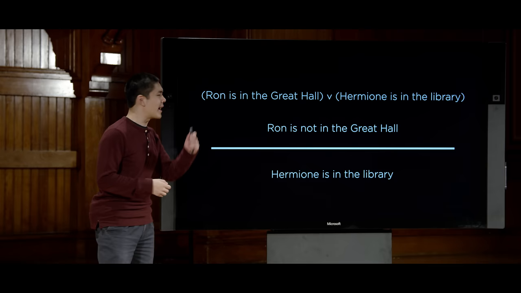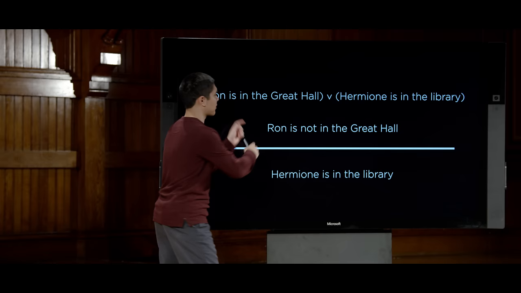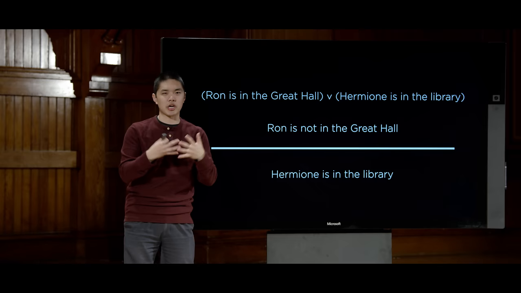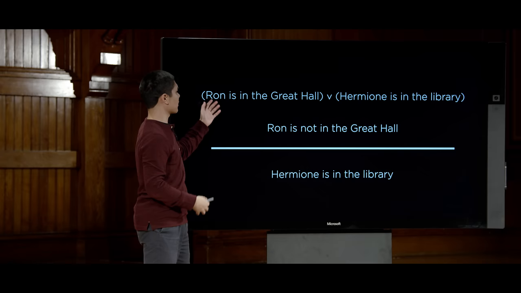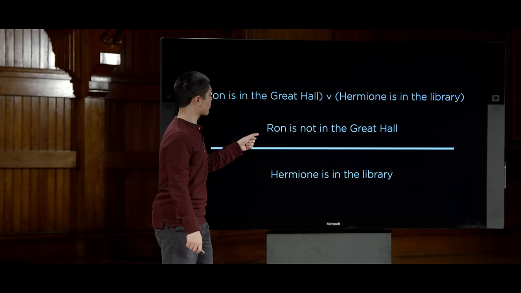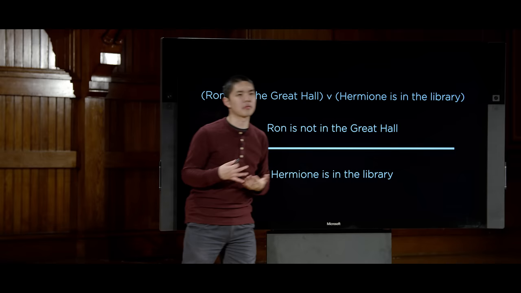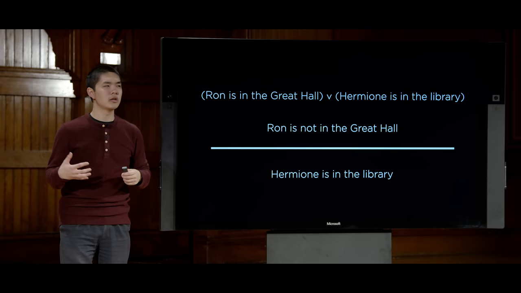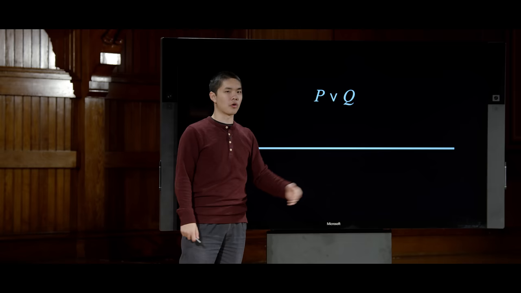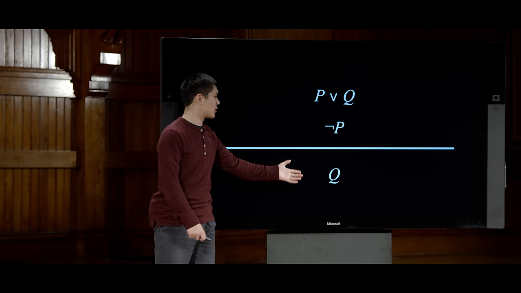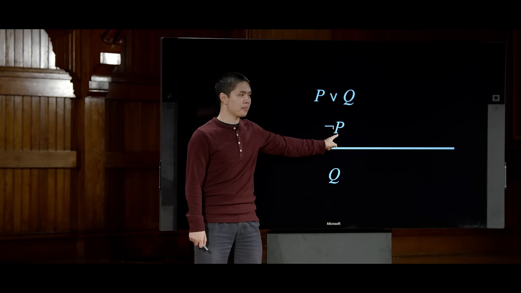How do I know that? Well, it's because these two statements, these two what we'll call complementary literals, literals that complement each other, they're opposites of each other, seem to conflict with each other. This sentence tells us that either Ron is in the Great Hall or Hermione is in the library. So if we know that Ron is not in the Great Hall, that conflicts with this one, which means Hermione must be in the library. And this we can frame as a more general rule known as the unit resolution rule, a rule that says that if we have P or Q, and we also know not P, well, then from that we can reasonably conclude Q. That if P or Q are true, and we know that P is not true, the only possibility is for Q to then be true.